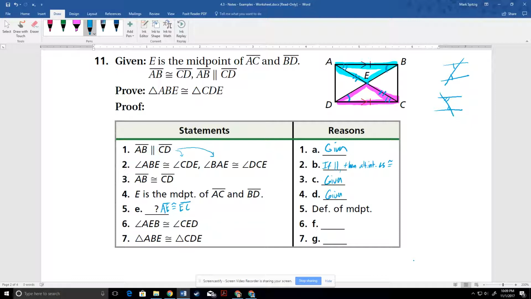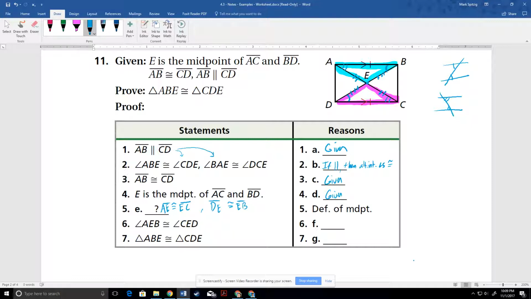And also, right, I can actually say the same thing, because if E is the midpoint also of DB, I can say, well, then it's cutting this line in half as well, cutting DB in half. So I know that also DE is going to be congruent to EB. And those are both definition of midpoint.